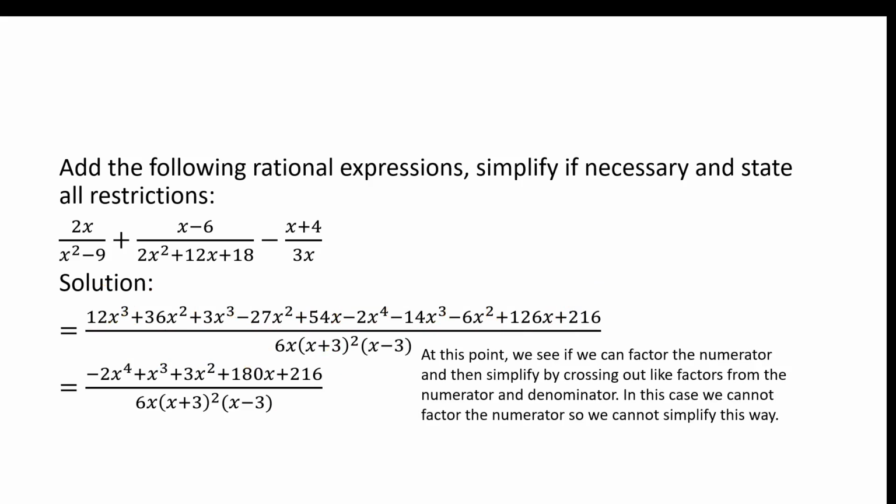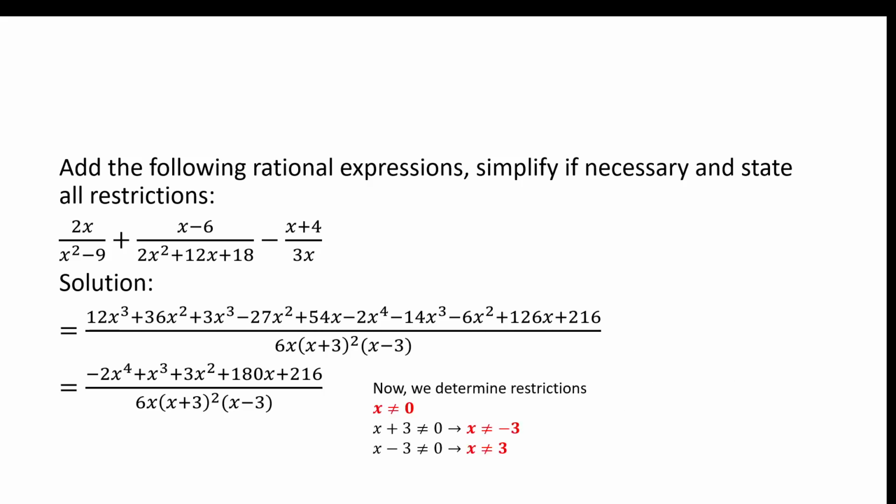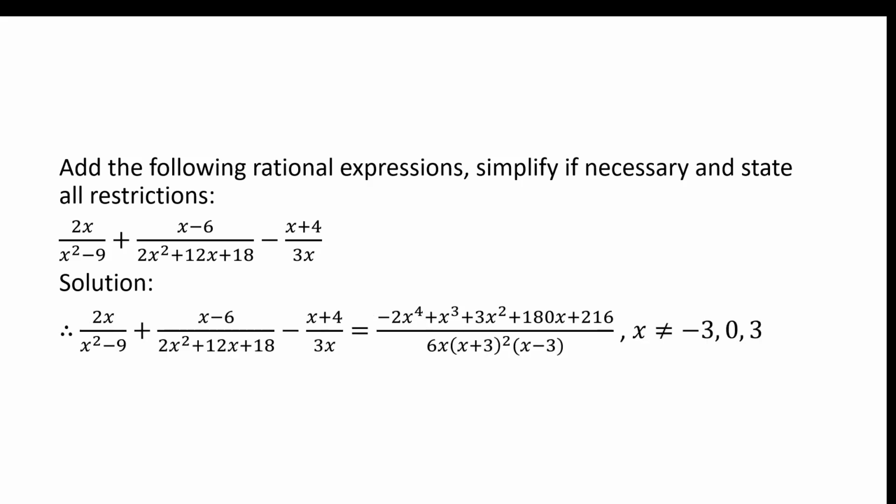At this point, we see if we can factor the numerator and then simplify by crossing out like factors from the numerator and denominator. But in this case, we cannot factor the numerator, so we're not going to be able to simplify it this way. So we literally just leave it alone. And now we just determine restrictions. And from that denominator, we see x cannot equal 0 or negative 3 or positive 3. And we have our final answer, including restrictions.